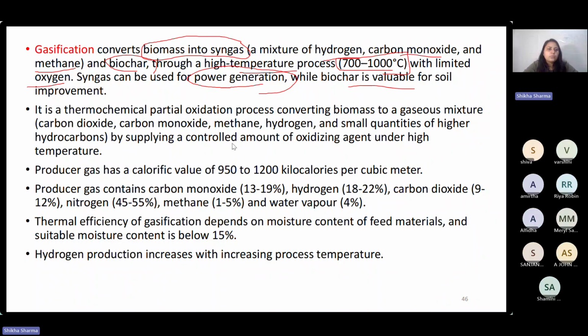It is a thermochemical partial oxidation process where biomass is converted to a gaseous mixture of carbon dioxide, carbon monoxide, methane, hydrogen, and small quantities of higher hydrocarbons, by supplying a controlled amount of oxygen or oxidizing agent at very high temperature. So there is high temperature, around 700 to 1000, then there is a limited amount of oxygen, and the biomass is provided this much heat. So syngas will be produced, and biochar will also be produced.